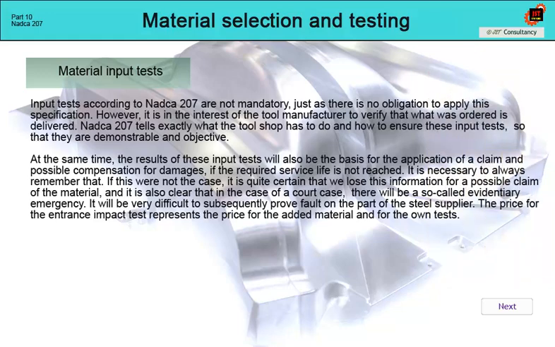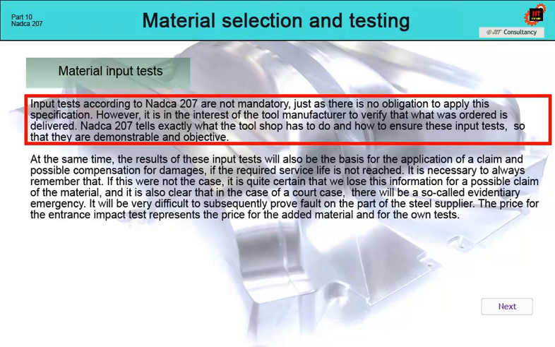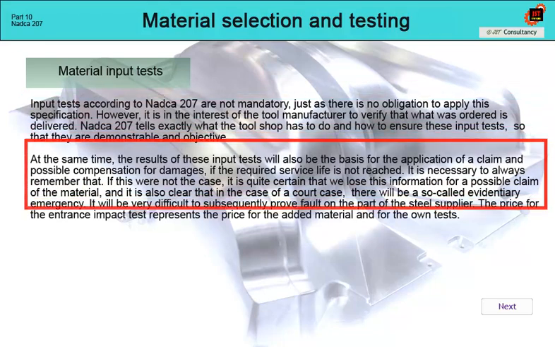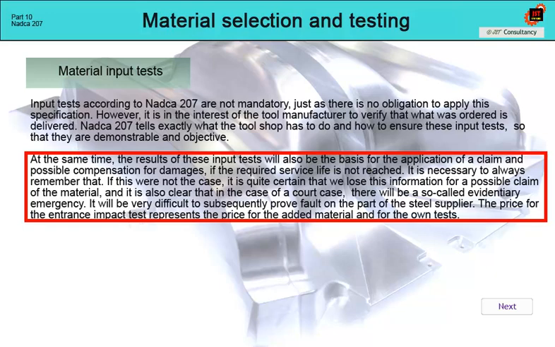Although the input tests according to NADCA 207 are mandatory, the entire specification is a recommendation. However, it is in the interest of the tool manufacturer to verify that what was ordered is also delivered. NADCA 207 says exactly what the tool shop should do and how to ensure these input tests, so that they are demonstrable and objective. At the same time, the results of these input tests will also be the basis for making a claim and possible compensation for damage if the required tool life is not achieved. This must always be remembered.